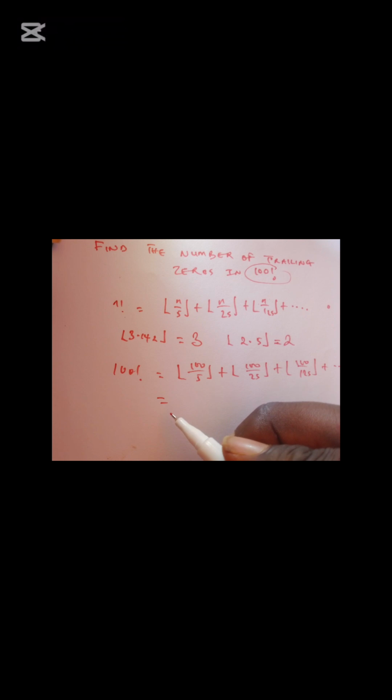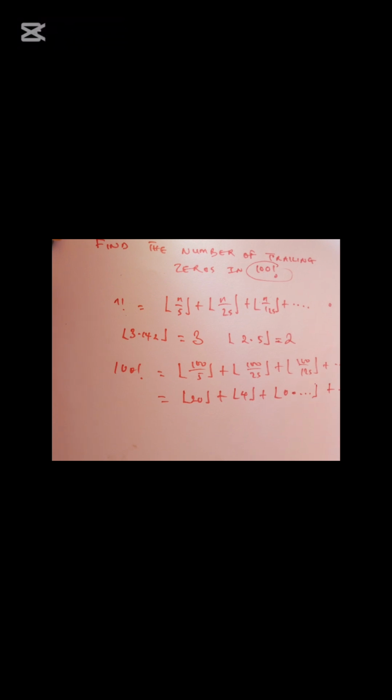Now, what is 100 over 5? That's the floor of 20, plus what is 100 over 25? That's 4, the floor of 4. Then what is 100 over 125? That's 0 point something. Don't forget, I said you write the number before the point, so the floor function of 100 over 125 should be 0. Plus dot dot dot, we will be having more zeros, plus 0 plus 0 plus 0 to infinity, like that.